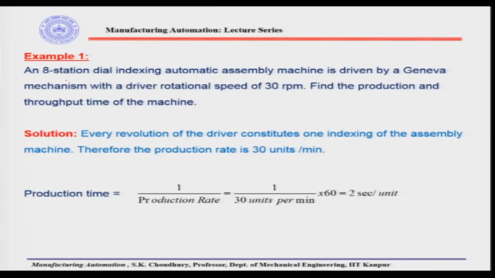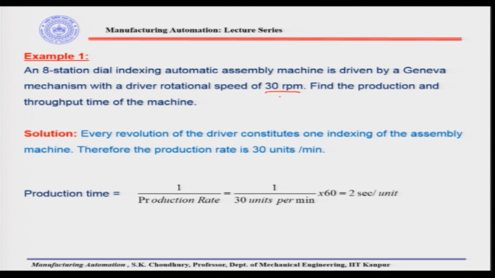So, here we are taking the example of an 8 station dial indexing automatic machine, meaning that it will index and it will dwell for some time, okay, and it is driven by a Geneva mechanism. So, that driver mechanism is rotating the pin at 30 revolutions per minute. This is the example. Let every revolution of the driver constitute one indexing of the assembly machine. You remember I said 10 seconds per car for the Ford.